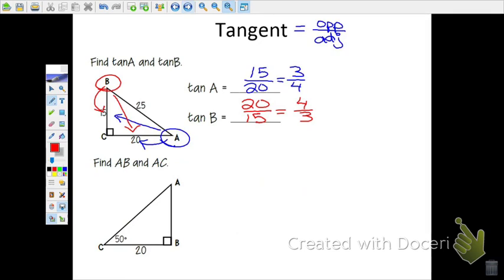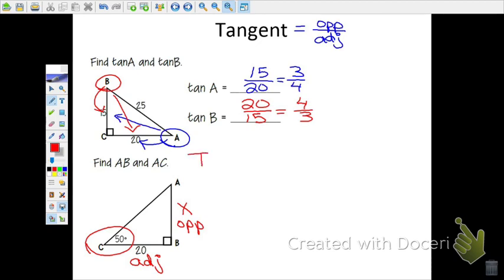And then our last example. Okay, we know angle C, so again, that's our focus. Okay, this time they didn't give us the hypotenuse. What side did they give us? Adjacent. They gave us the adjacent. Okay. First one I want to find is AB, which is the opposite. So if I got opposite and adjacent, which ratio am I going to use? Tangent. So we haven't done this one yet.